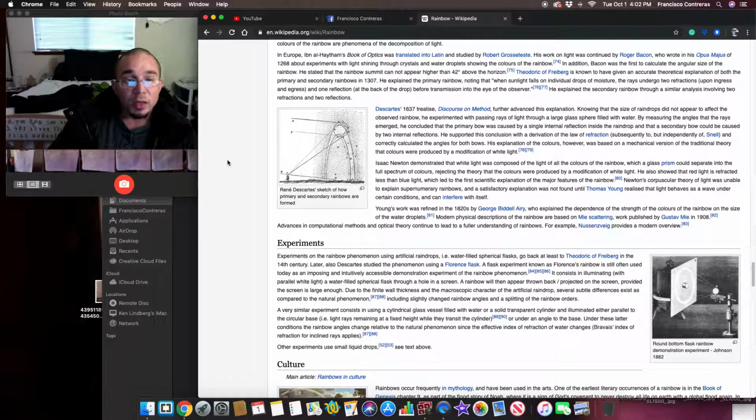His explanation of the colors, however, was based on a mechanical version of the traditional theory that colors were produced by a modification of white light. Isaac Newton demonstrated that white light was composed of the light of all the colors of the rainbow, which a glass prism could separate into the full spectrum of colors, rejecting the theory that the colors were produced by modification of white light. He also showed that red light is refracted less than blue light, which led to the first scientific explanation of the major features of the rainbow.